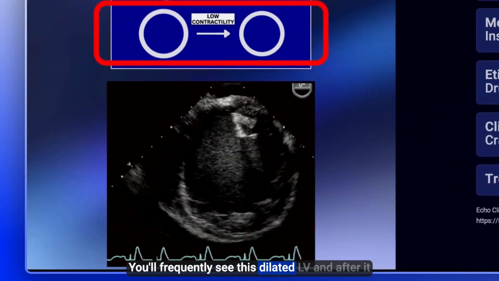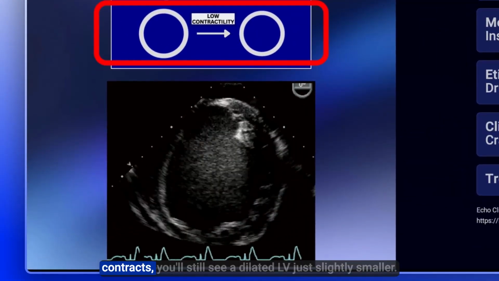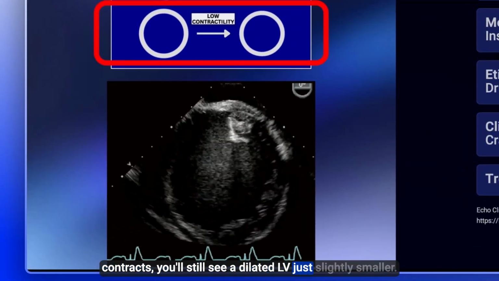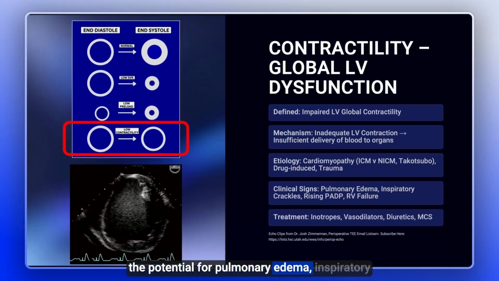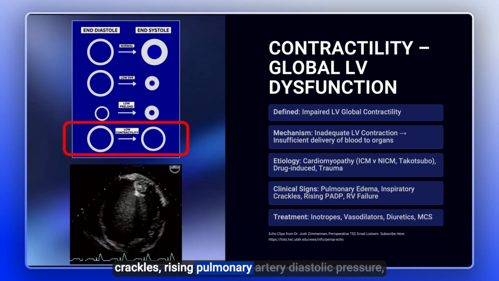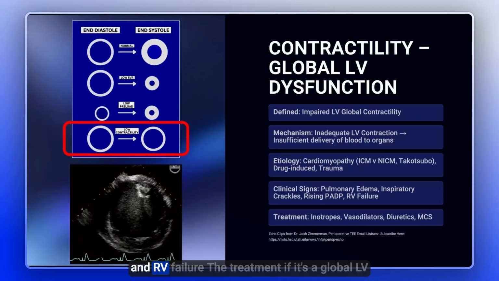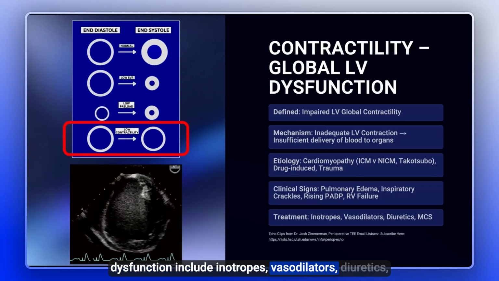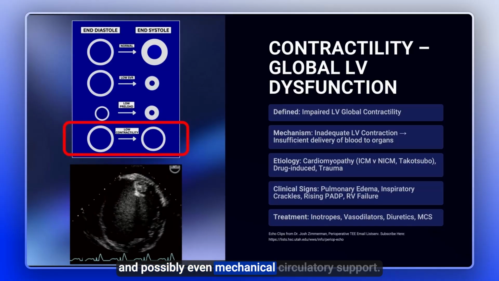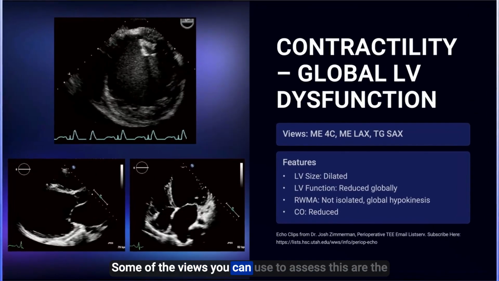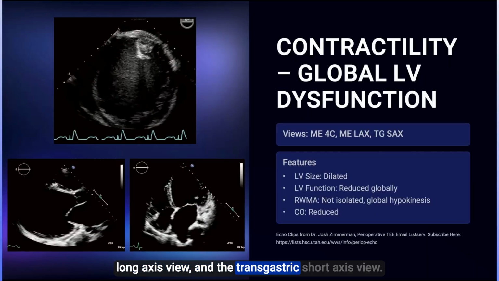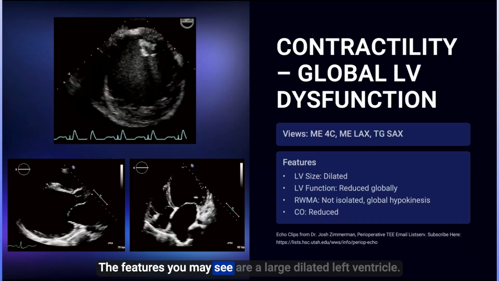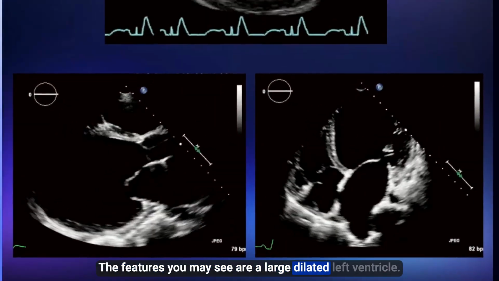You'll frequently see this dilated LV, and after it contracts, you'll still see a dilated LV, just slightly smaller. The non-echocardiographic clinical signs include the potential for pulmonary edema, inspiratory crackles, rising pulmonary artery diastolic pressure, and RV failure. The treatment, if it's a global LV dysfunction, includes inotropes, vasodilators, diuretics, and possibly even mechanical circulatory support. Some of the views you can use to assess this are the mid-esophageal four-chamber view, mid-esophageal long-axis view, and the transgastric short-axis view.